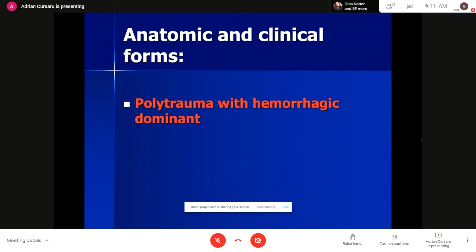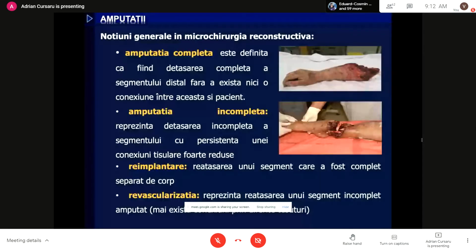For the patients could have an abnormal evolution.